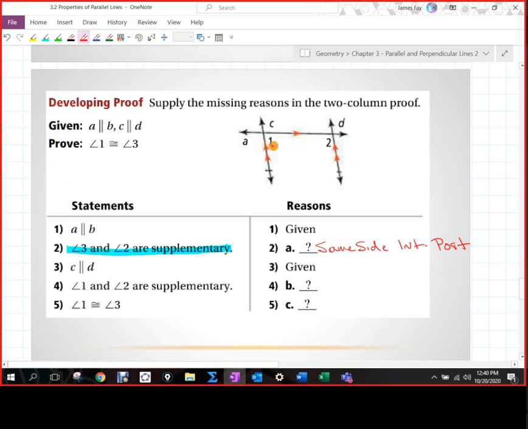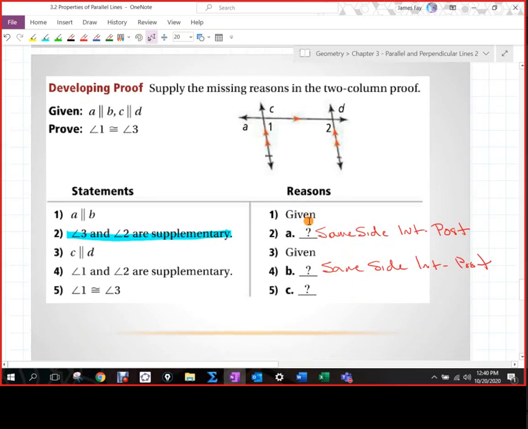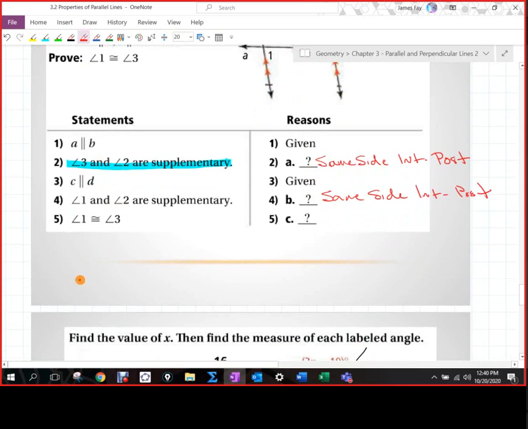So now, if I look at these, why would 1 and 2 be supplementary? They're same side interior again. Now we had a theorem a couple days ago that said something like this. I'm going to take a picture here. I'm going to say angle 3 and angle 2, they are supplementary. You guys agree with that?